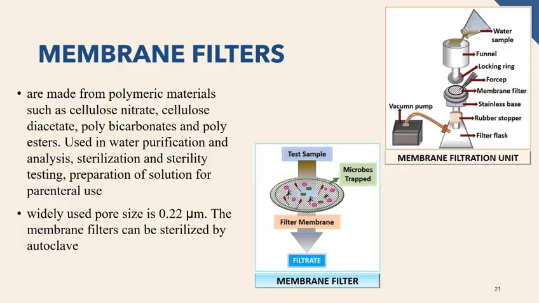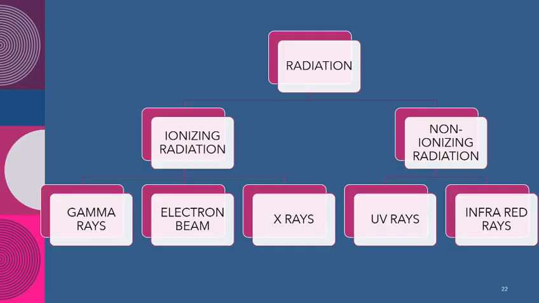Another physical method is radiation, which uses energy waves like electromagnetic waves or particle radiation to kill or inactivate microorganisms by damaging their DNA, RNA, essential biomolecules, and their metabolism. There are two types of radiation: non-ionizing radiation and ionizing radiation.